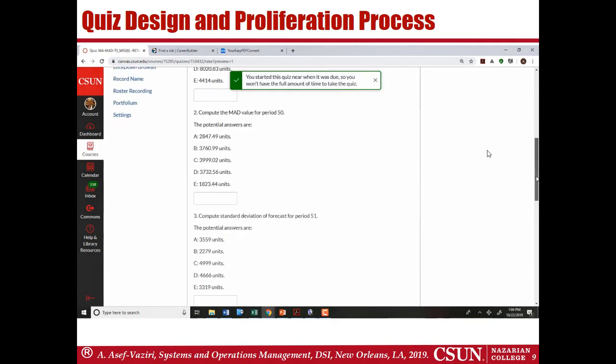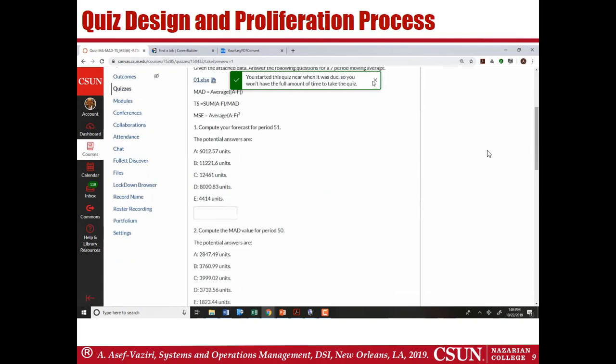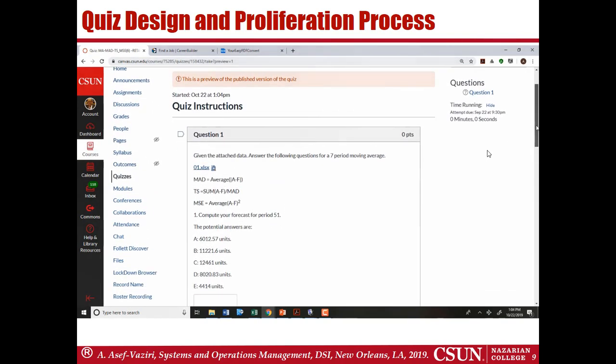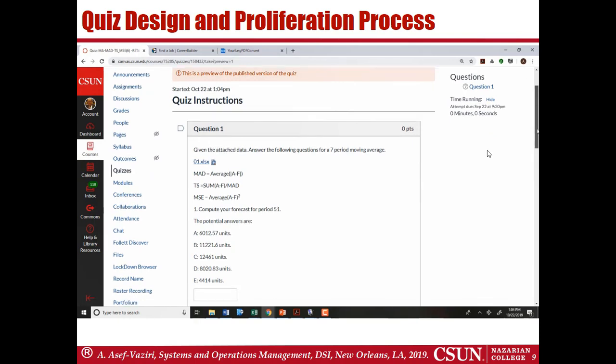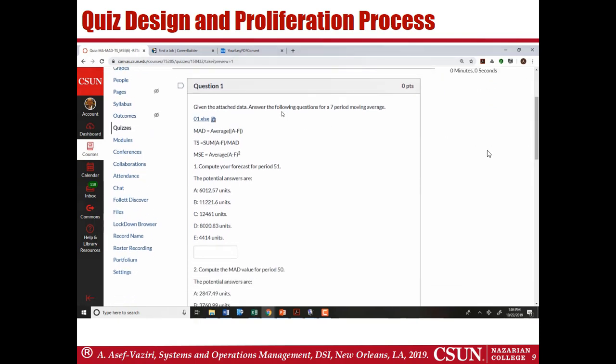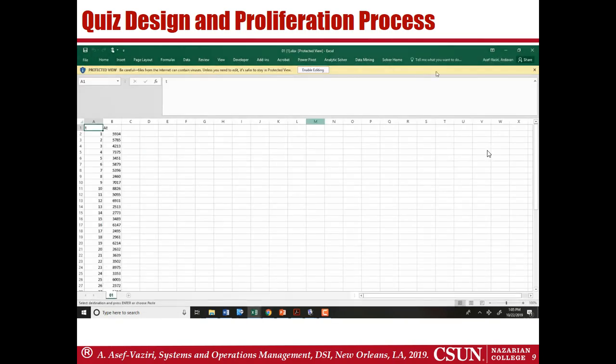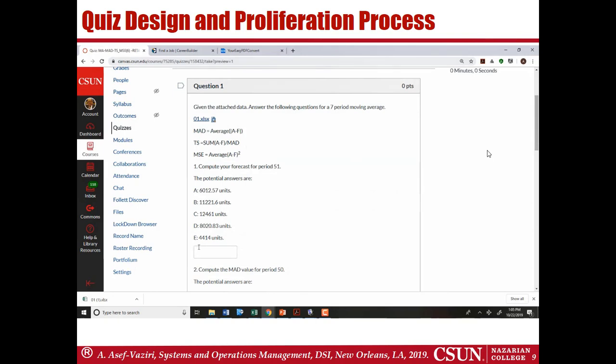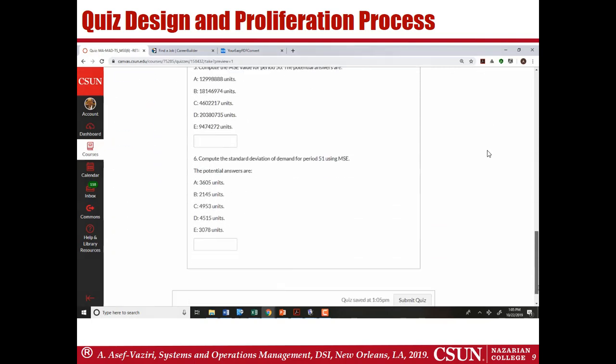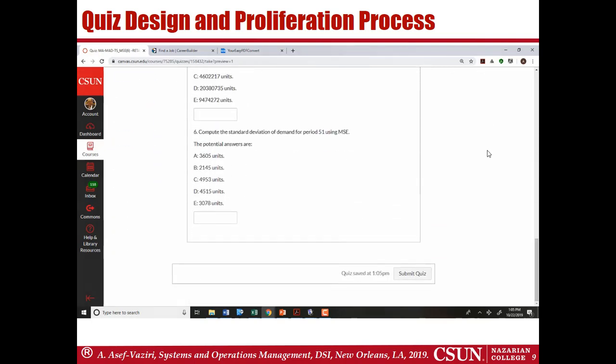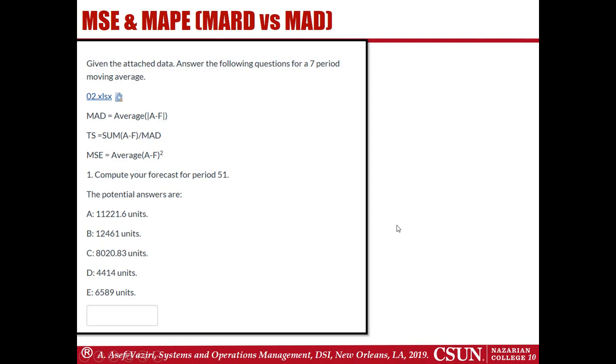And I see it like this in Canvas. Canvas doesn't have multiple choice, but I have used fill in the blanks like multiple choice. So students open this file and then do their computations. But here they don't enter the numbers. They enter one of these 5 letters in each place. And that's it. So here is the problem in Canvas.